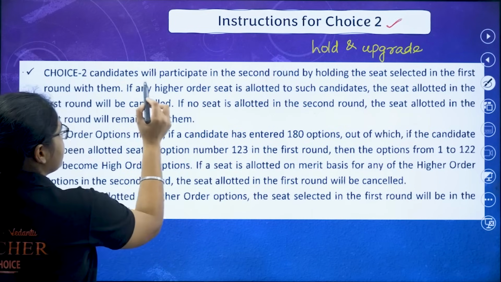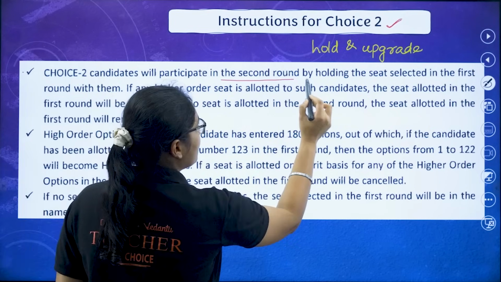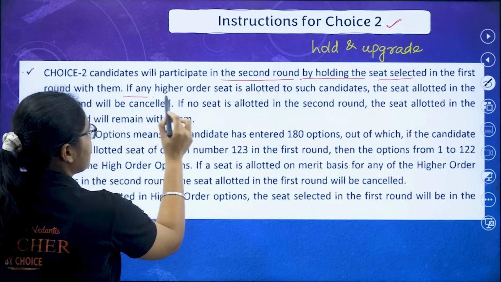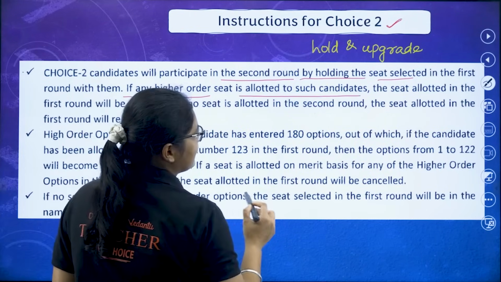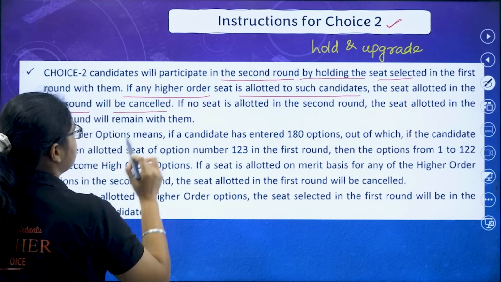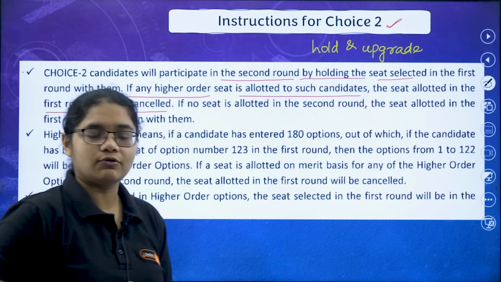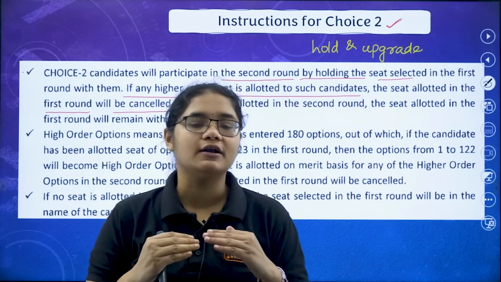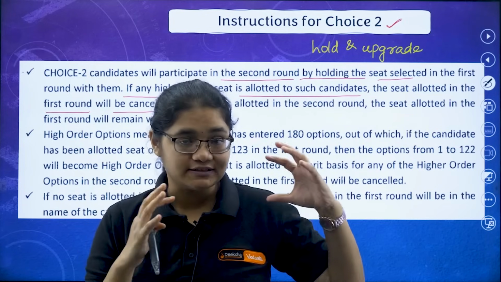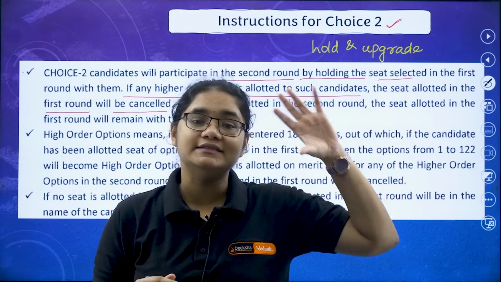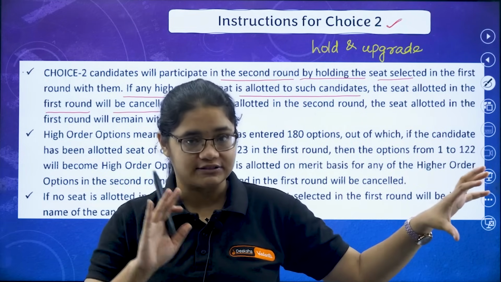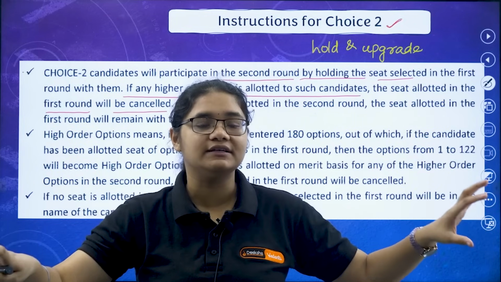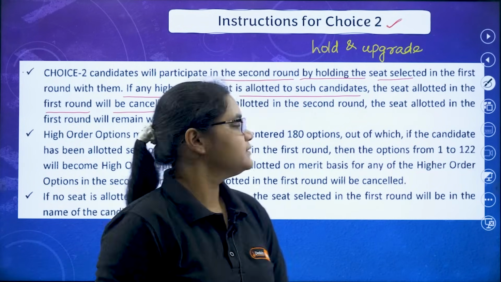Choice 2 candidates will participate in the second round only by holding the seat selected in the first round with them. If any higher order seat is allotted to such candidates, the seat allotted in the first round will be cancelled. Okay, so I have already explained it. There is an example also. If you are selecting choice 2, then the seat that was allotted to you in round 1 is with you, and in this round 2, if you get a new seat, the old seat will be cancelled.